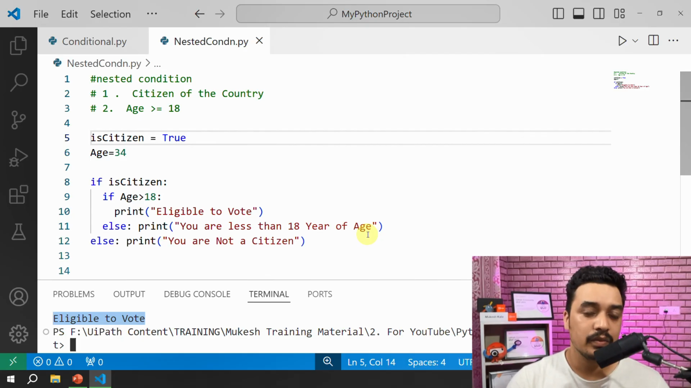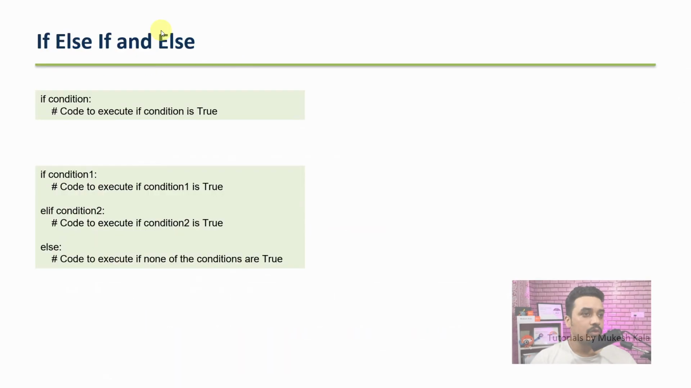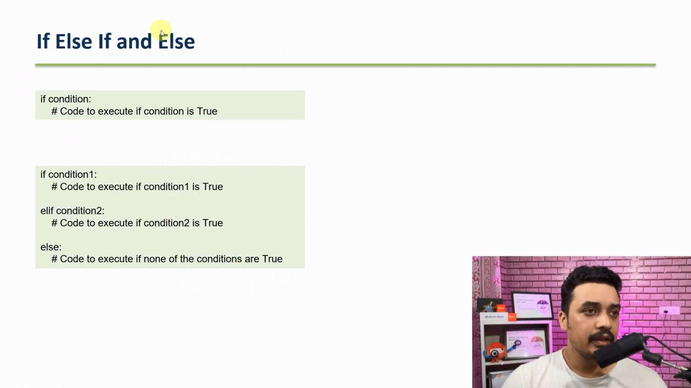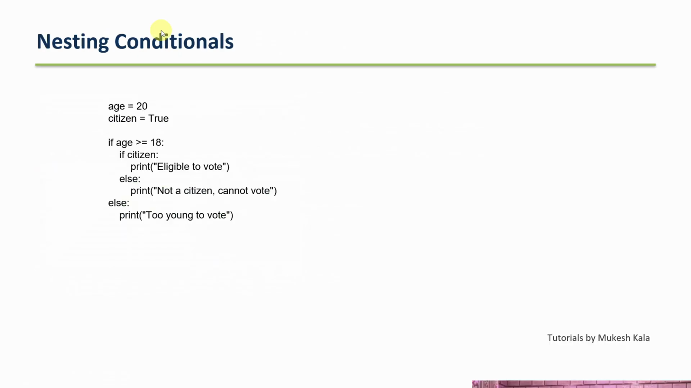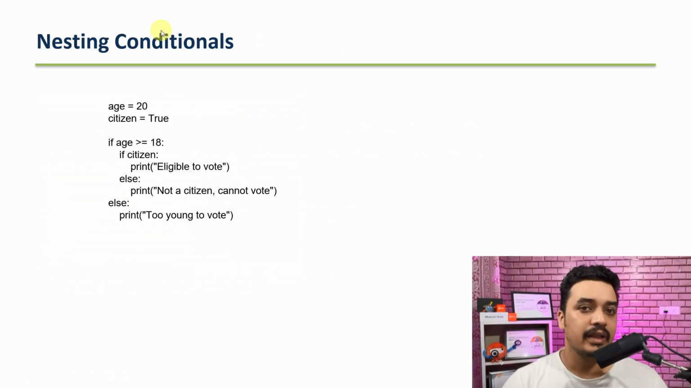Okay, I hope this was clear. Any more questions, any more doubts, let me know in the comments. So we discussed the if, else if and the else, and this is the same thing which we have done in the demo as well. Next we discussed something which is called nesting of conditions, how you can nest the condition, and this was exactly the same example which I was doing.